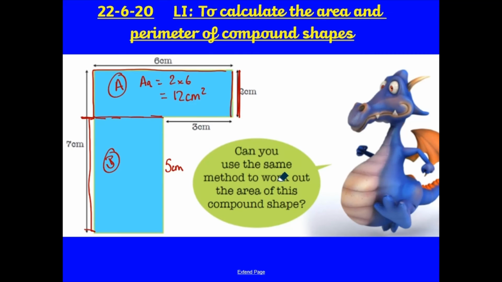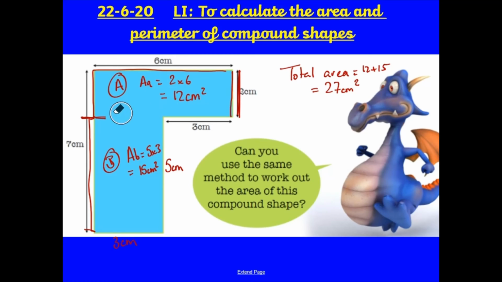Now along the bottom, I don't have the information again, so I'm going to have to work it out. If all the length across the top is 6 centimeters, but from here to here is 3, that must mean from here to here is 6 minus my 3, which of course is 3 centimeters again. So the area of B is equal to 5 times 3, which is equal to 15 centimeters squared. So the total area is going to equal 12 plus 15, which is equal to 27 centimeters squared.